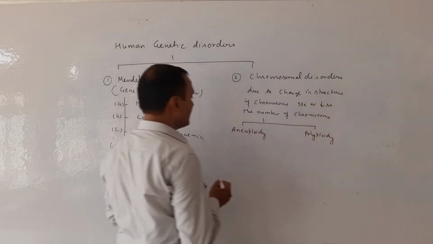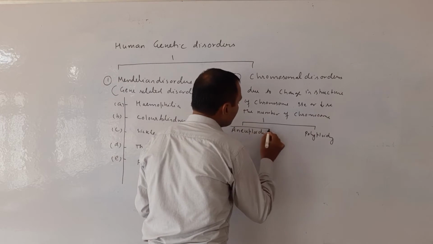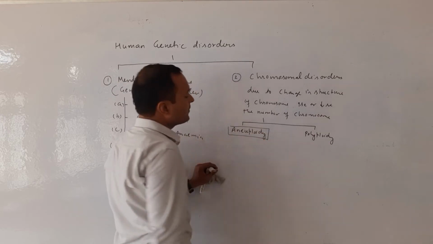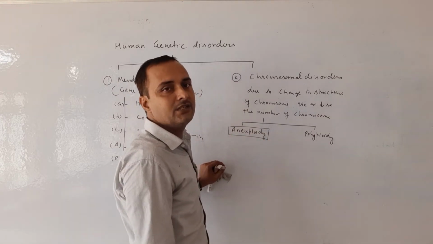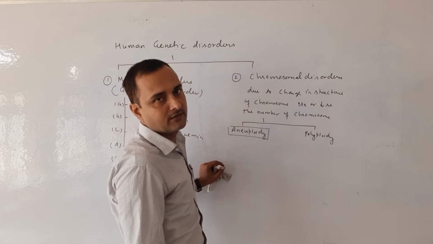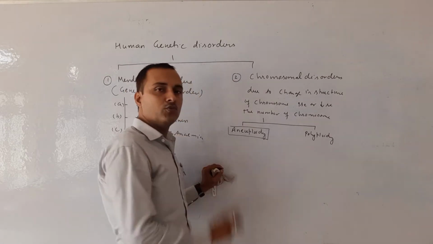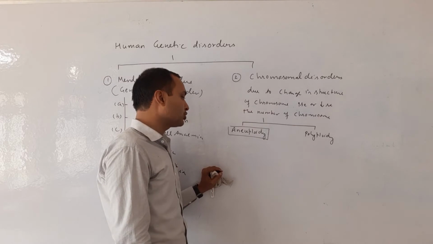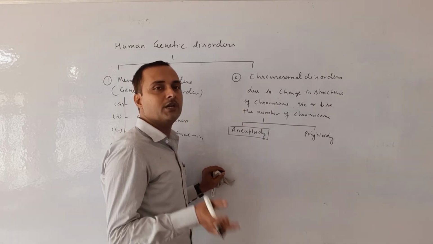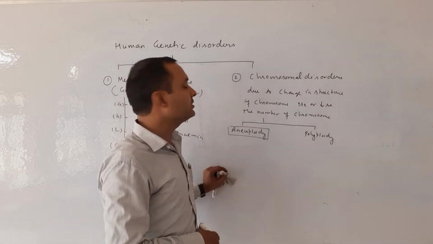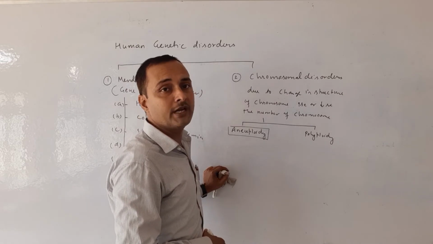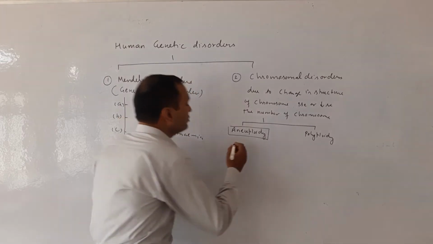What is aneuploidy? When the number of chromosomes increases or decreases from a single diploid set, it is known as aneuploidy. Once again, what is aneuploidy? When the number of chromosomes increases or decreases from the normal diploid set, it is known as aneuploidy.